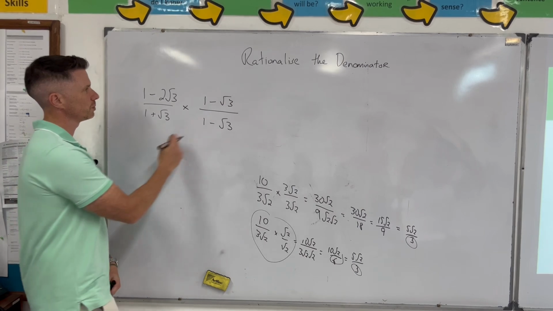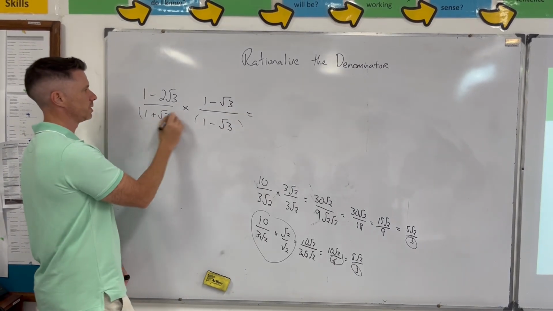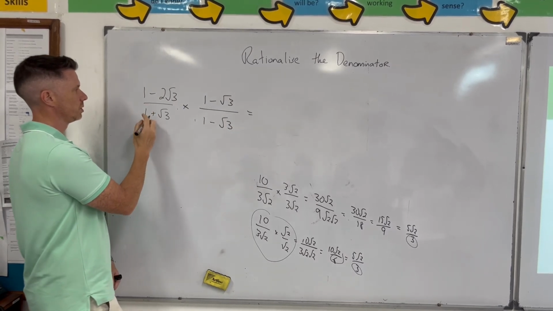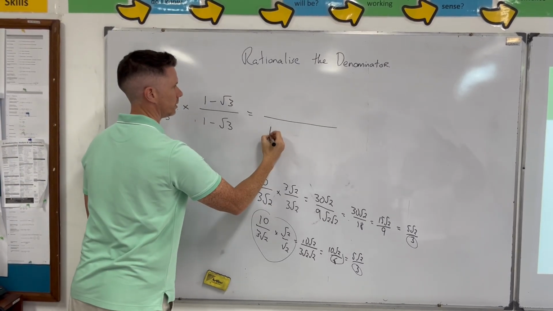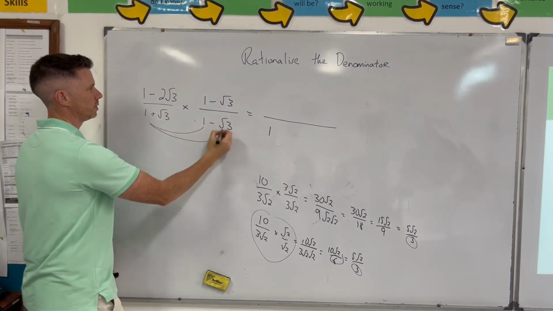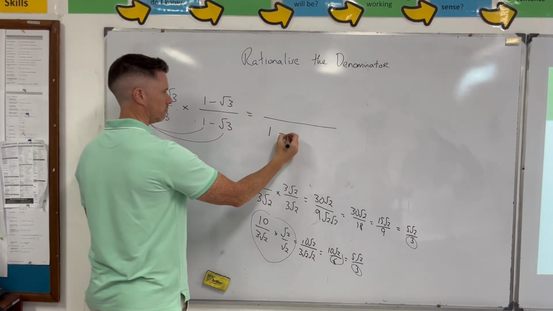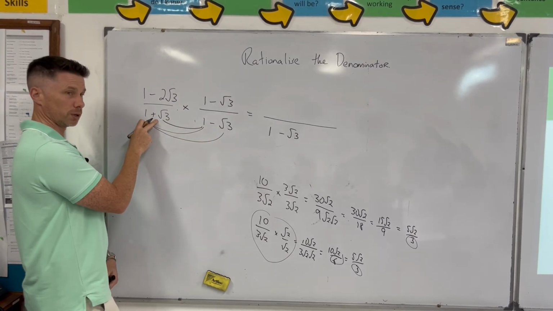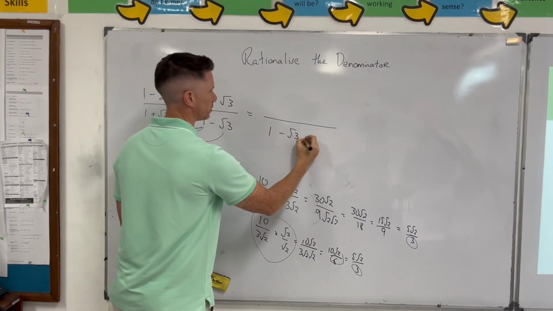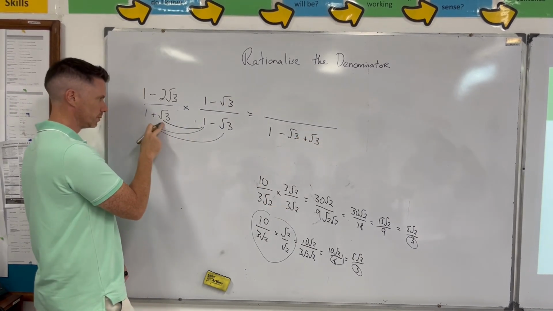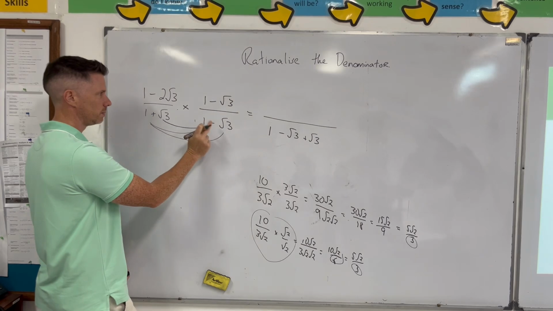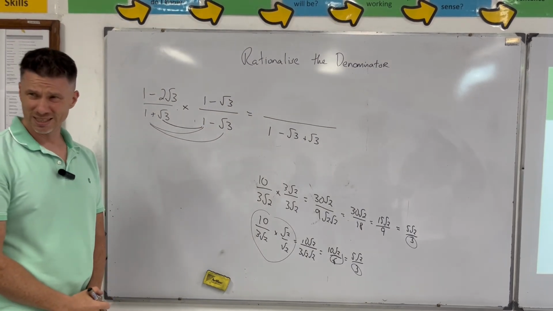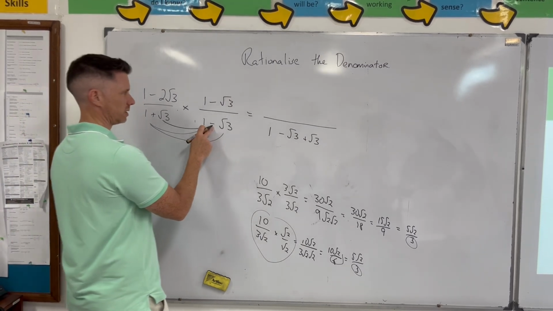How does this work? Well, let's just do the denominator, which is going to be a 4-term multiplication, because 2 terms times 2 terms is 4 multiplications. 1 times 1 in my denominator gives 1, so that's these first 2. 1 times minus root 3 gives minus root 3. Now, 1 times plus root 3 gives plus root 3. And then root 3 times root 3, but it's minus. Root 3 times root 3 is 3, and it's minus because this one's a minus.